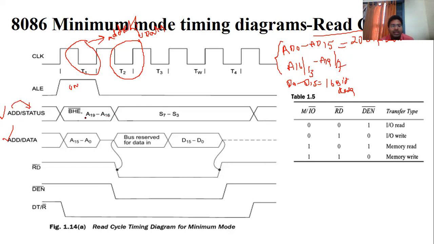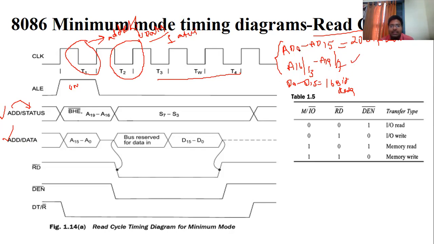Now see this. A19 to A16 lines are converted to the status lines, from the T3 clock period onwards. Why? A T2 time period is required to convert some address lines to data, or address to the status lines. Now this one category is completed.